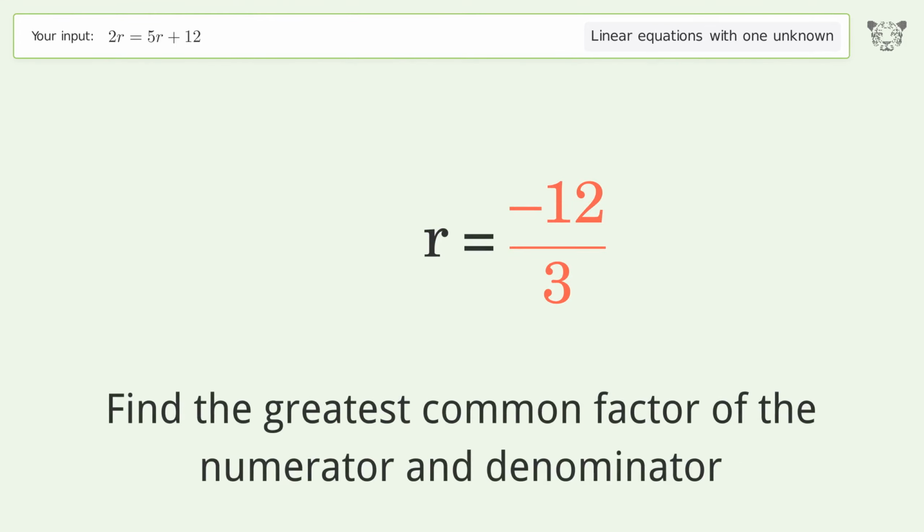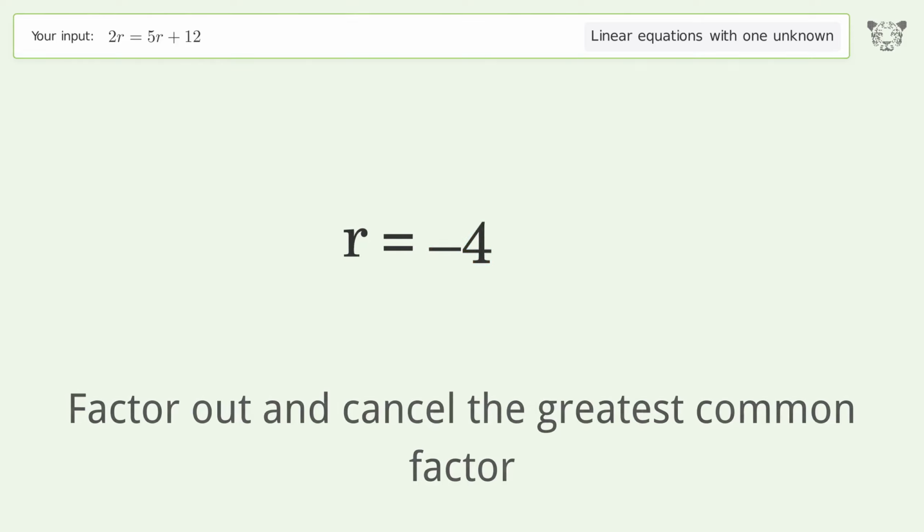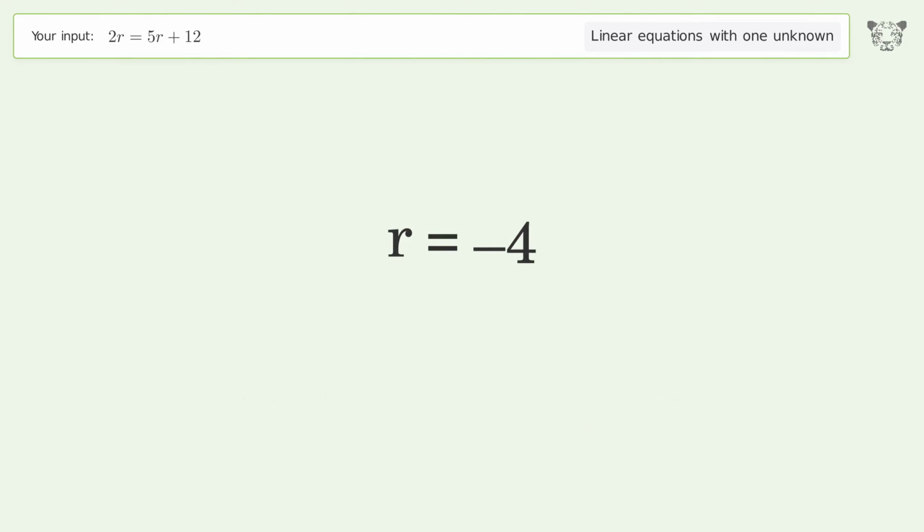Find the greatest common factor of the numerator and denominator. Factor out and cancel the greatest common factor. And so the final result is r equals -4.